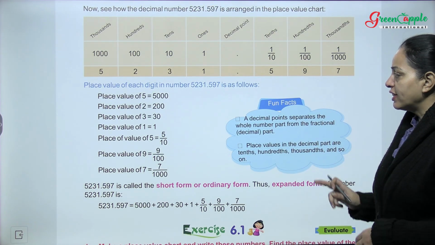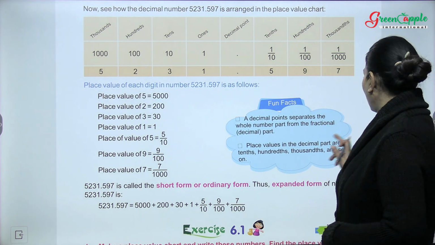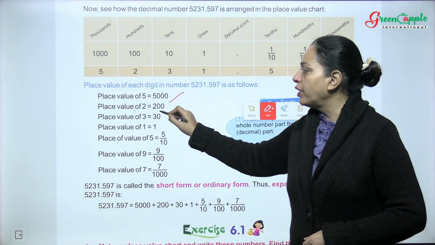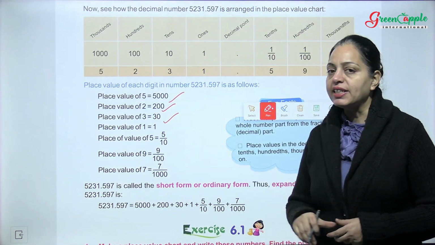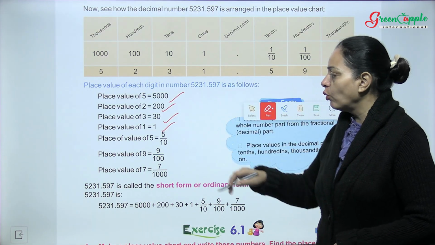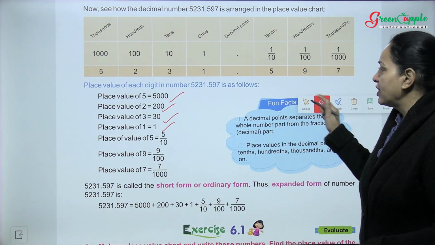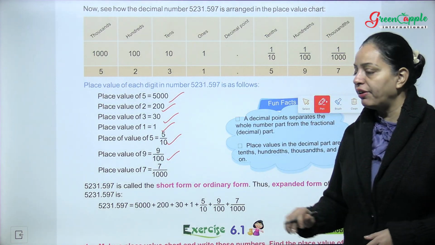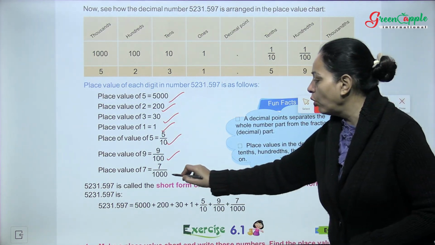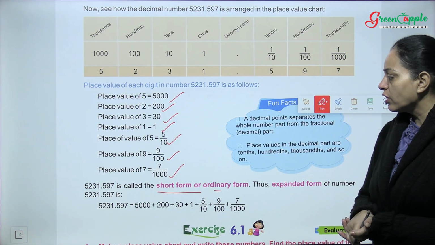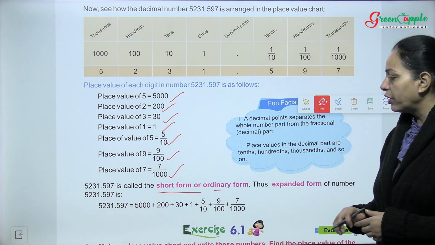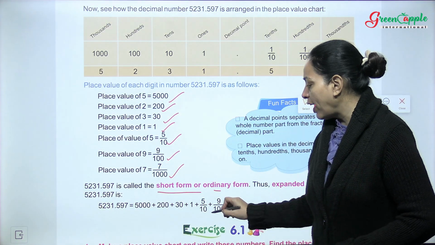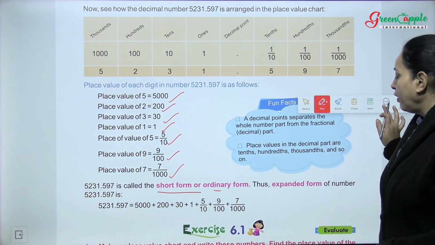Now the place value of each digit in this number is as follows. The place value of 5 is 5 into 1000, 5000. The place value of 2 is 200. The place value of 3 is 3 tens, means 30. The place value of 1 is 1 only. Now the place value of 5 is 5 upon 10. And the place value of 9 is 9 upon 100. And the place value of 7 is 7 upon 1000. So this is called the short form or ordinary form. So how can we write the expanded form of the number? 5000 plus 200 plus 30 plus 1 plus 5 by 10 plus 9 by 100 plus 7 by 1000.